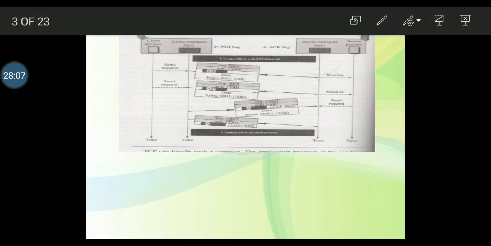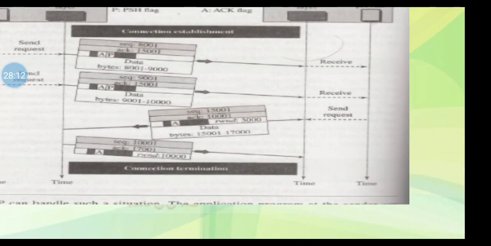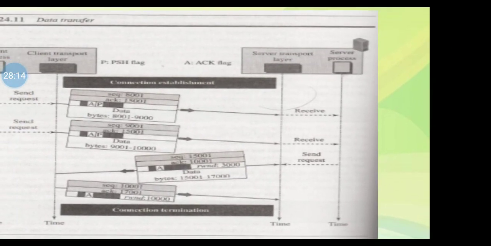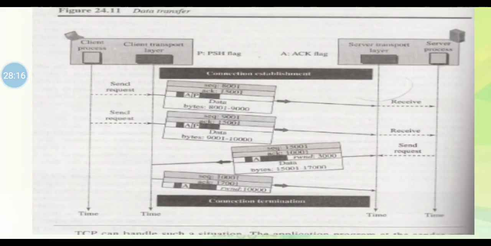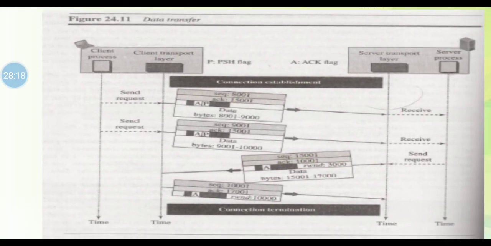Okay, you can see this is a data transfer diagram. So TCP can handle such a situation. The application program at the sender can request a push operation. What does this mean? The sending TCP must not wait for the window to be filled. Rather, it must create a segment and send it immediately.